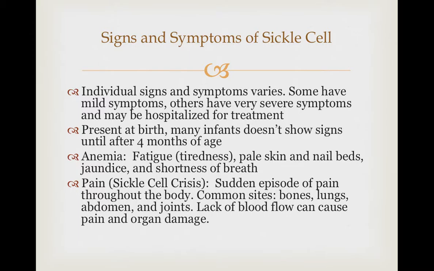For example, dehydration, when your body doesn't have enough fluid, can increase your chances of having a sickle cell crisis. Drinking plenty of fluids so your body can stay hydrated can often help decrease the chance of a crisis. The most common sites affected by sickle cell crisis are the bones, lungs, abdomen, and joints. The blocked blood flow can cause pain and organ damage.